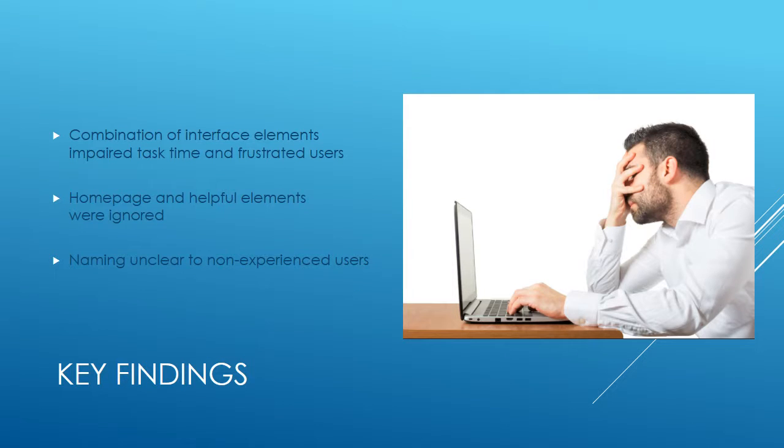What type of problems, you ask? The combination of interface elements impaired task time and frustrated users. I believe this may have also affected the page download time. The naming of the tabs was unclear to our non-experienced users, and the home page and other elements meant to be helpful were ignored or went unnoticed.